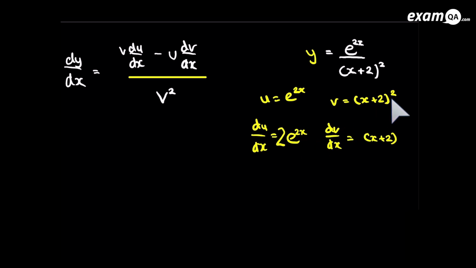And in this one, the 2 comes to the front, and the power goes down by 1. So now it becomes power 1, which I don't need to write down. And you also times it by the differentiation of what's in the brackets, which is x plus 2. However, the differentiation of that is 1, so it's not going to make any difference in this case.